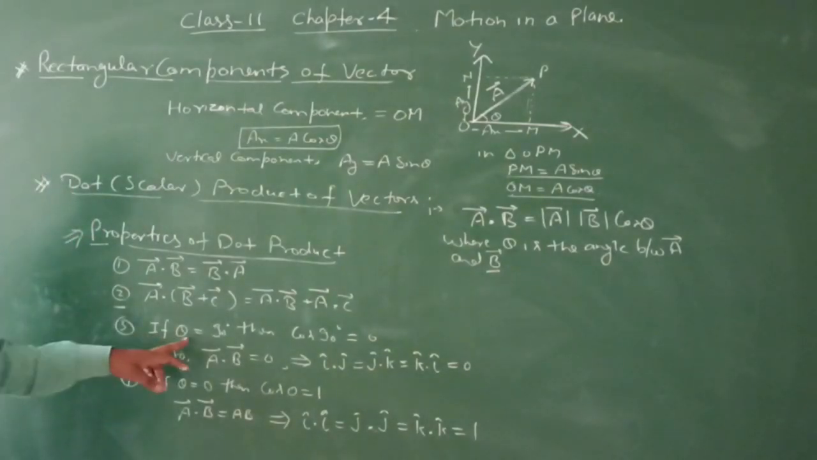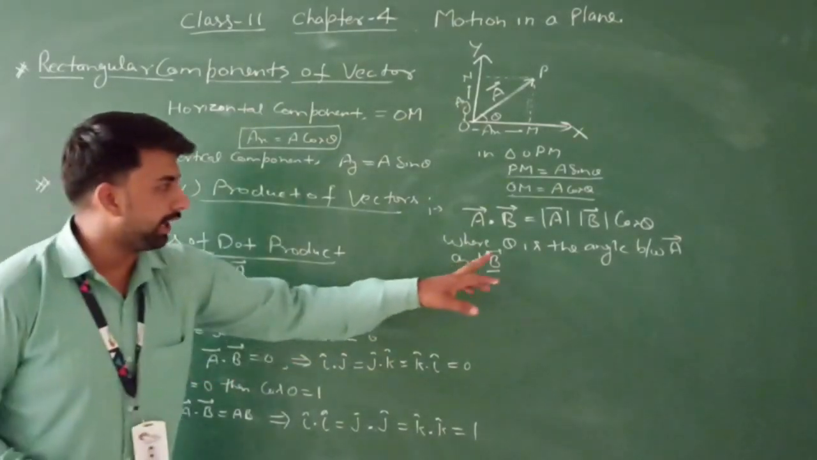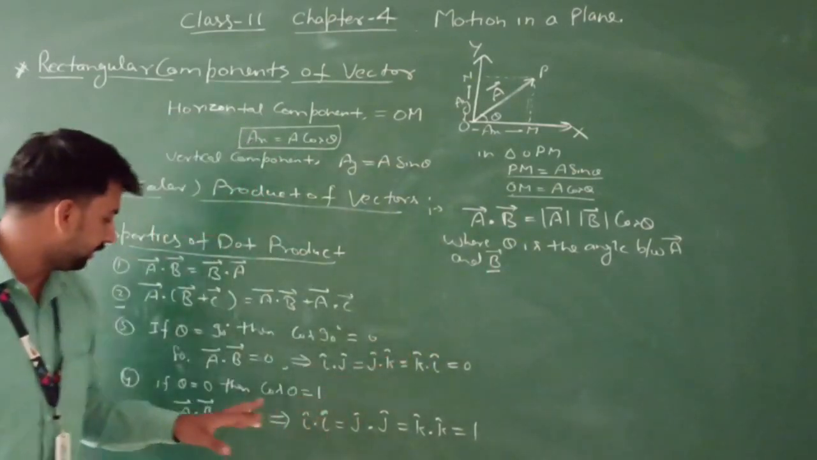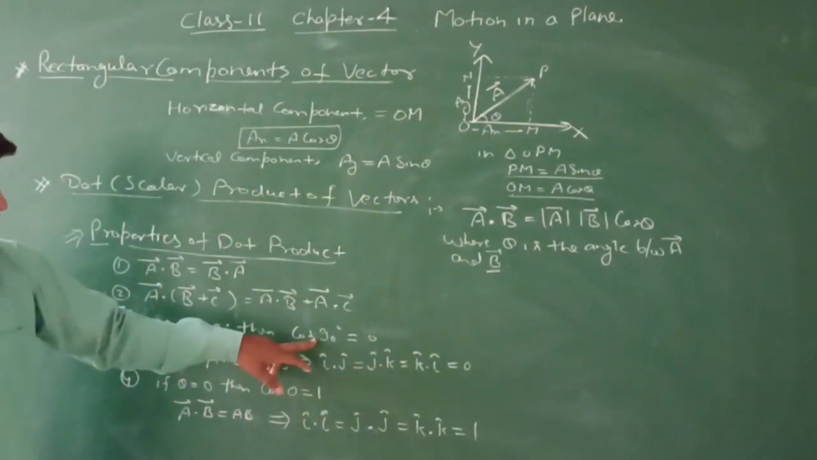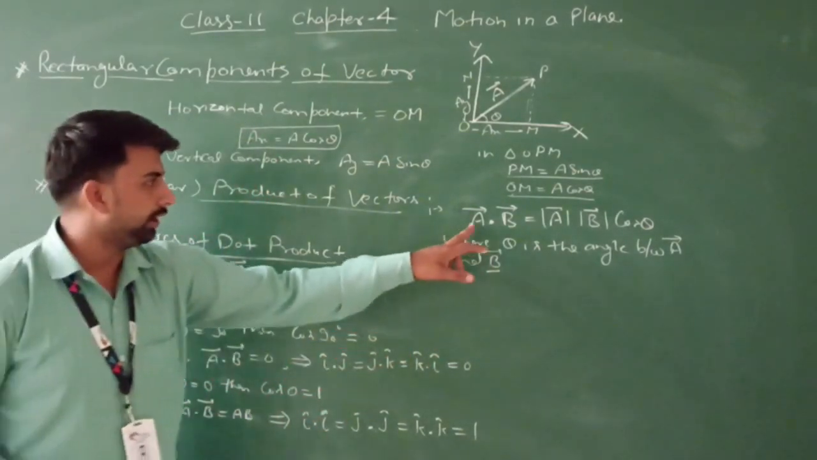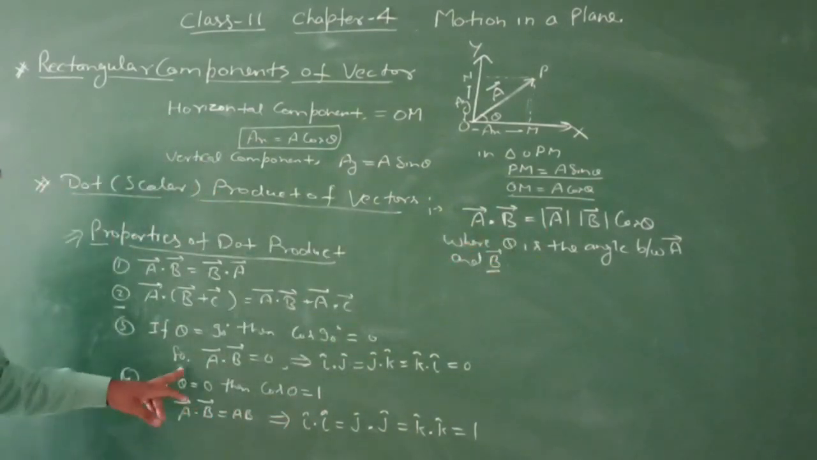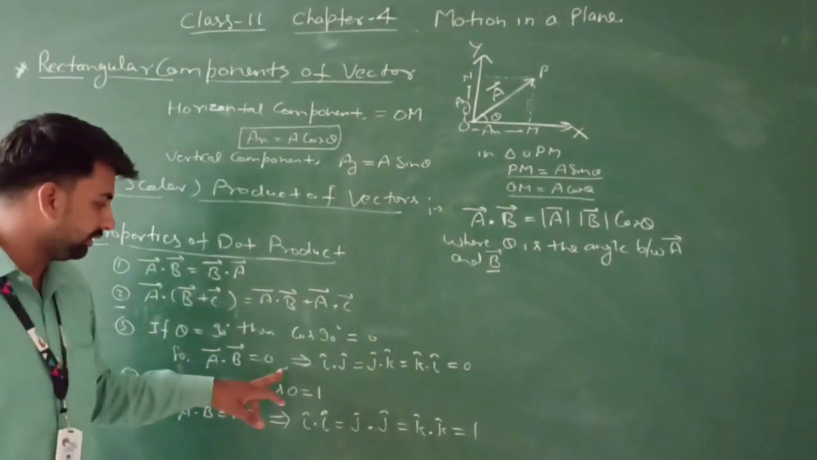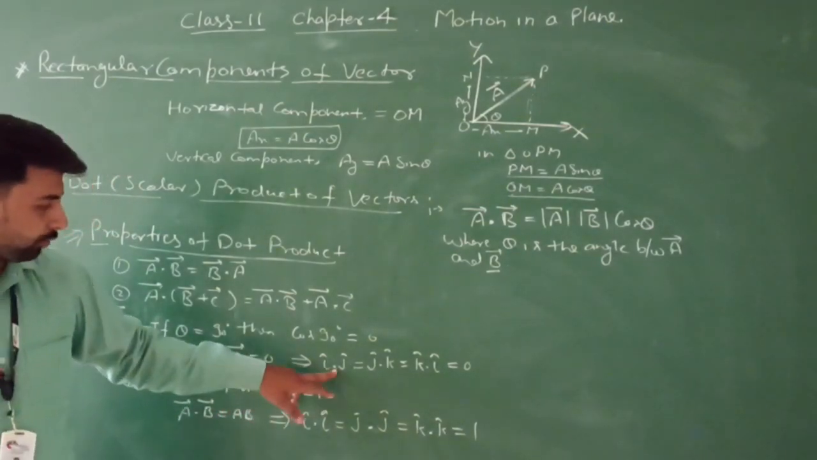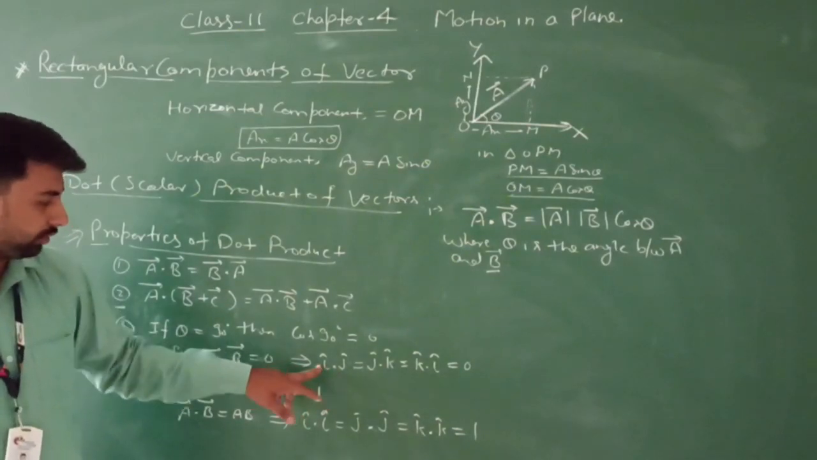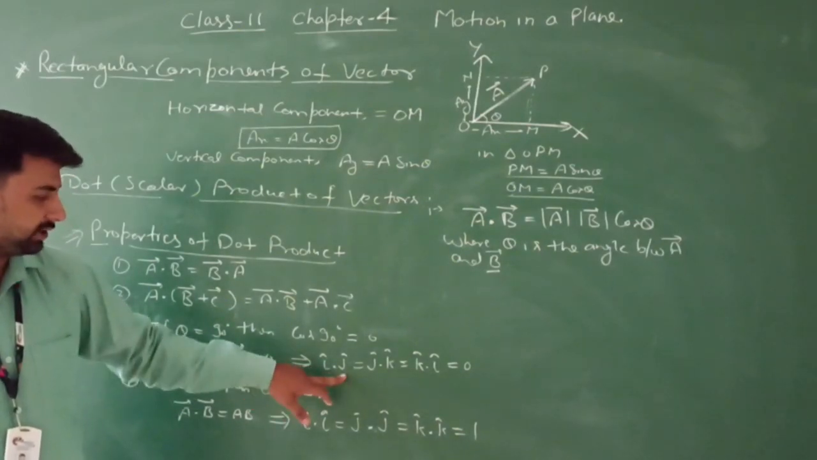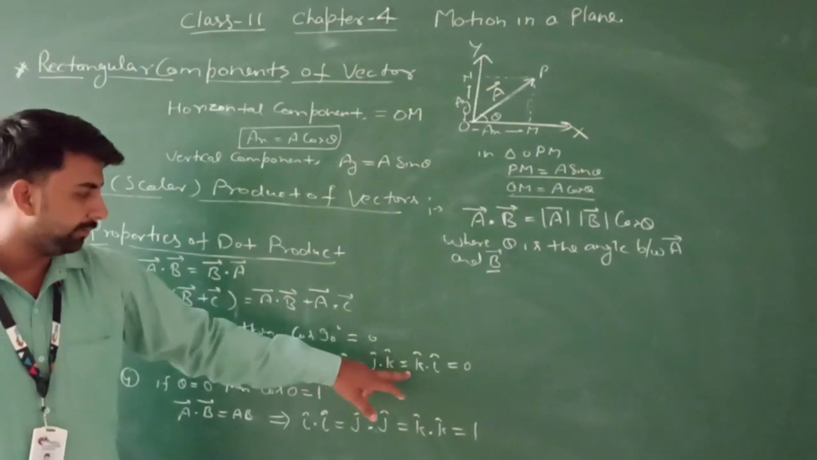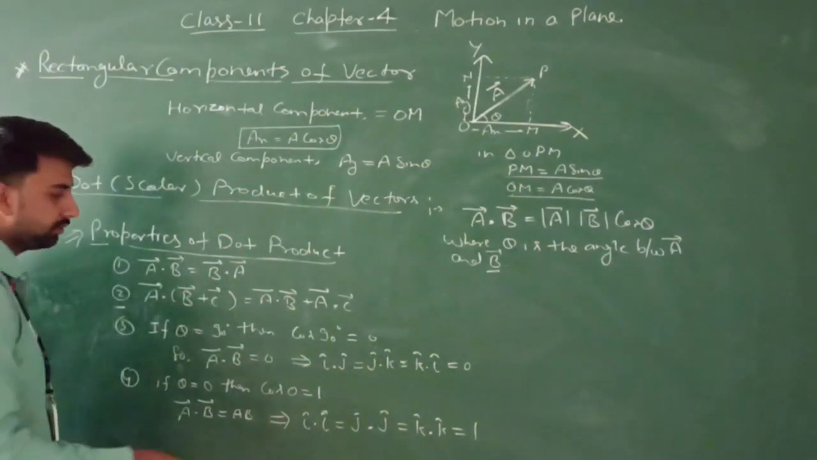Now, if theta is equal to 90 degrees, this means the angle between vector A and vector B is 90. Then cos 90 is equal to 0, so A dot B is equal to 0. Clear? As we know, all the orthogonal unit vectors are perpendicular to each other. So i cap dot j cap, j cap dot k cap, and k cap dot i cap are also 0.